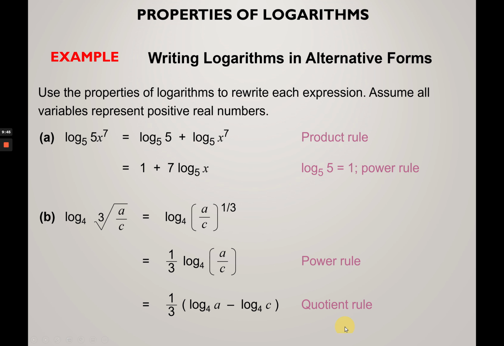Okay, that's how you can apply and combine properties to rewrite a given logarithm in its alternative forms. You should have learned how to use properties of logarithms such as the product property, quotient property, and the power property, and use them to evaluate or rewrite alternative forms of a given logarithmic expression. You can watch the video again if you need to review. Thank you.